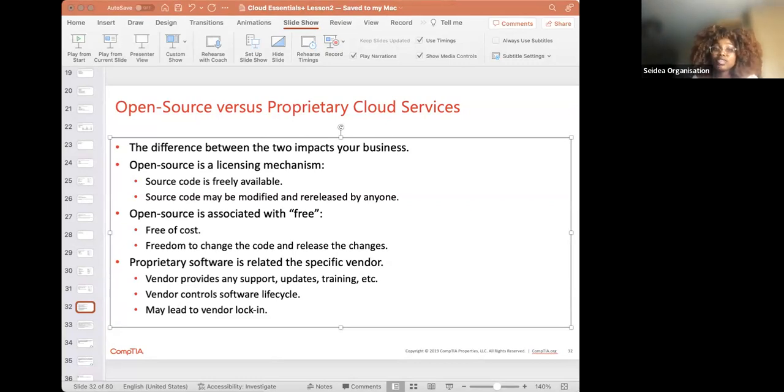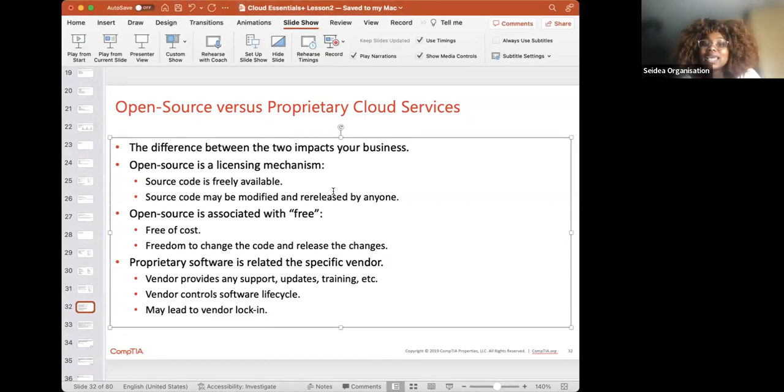So understanding what these two cloud services are, their definition and their characteristics, allows you to understand which one would impact my organization's operation, our style of cost structure, and our flexibility. So, starting with open source.